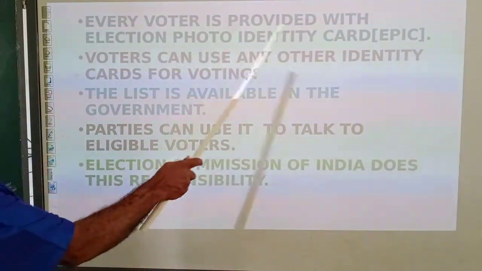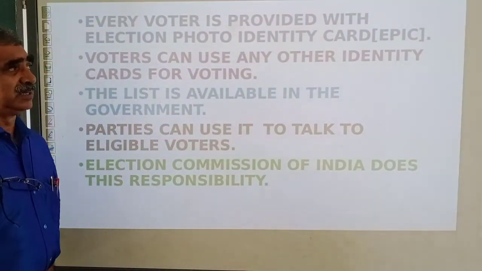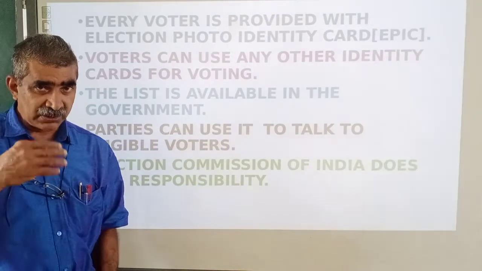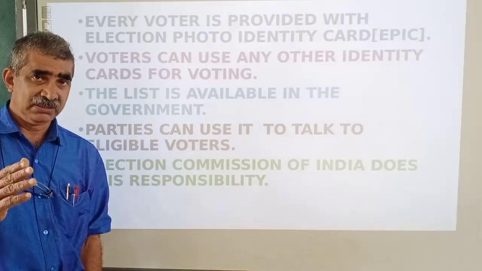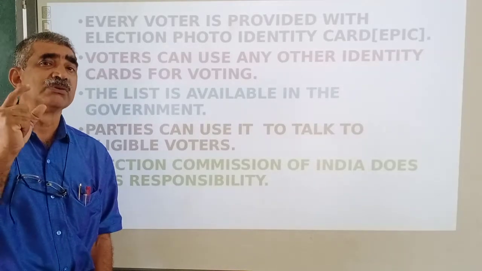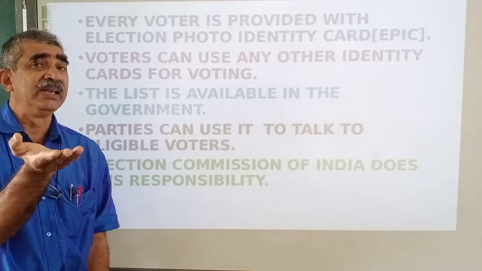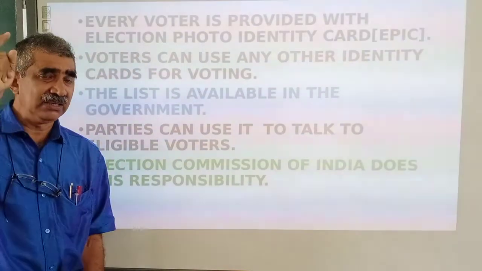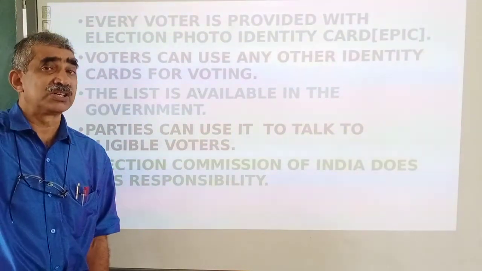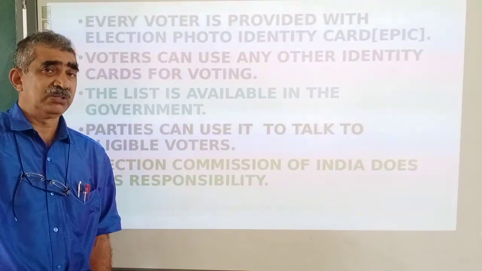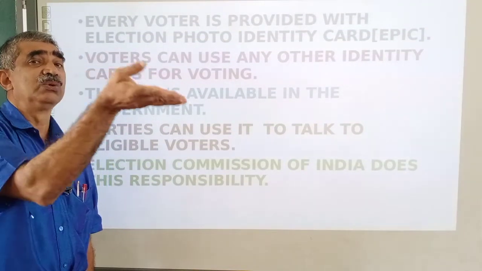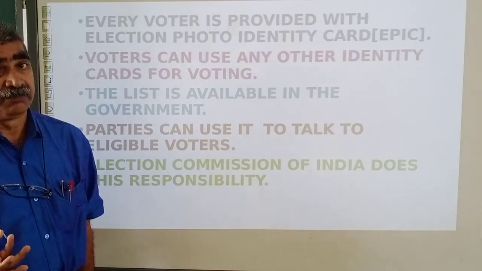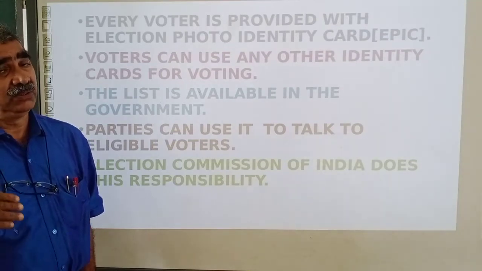Now, every voter is provided with an election photo identity card. It is known as EPIC. Nowadays, when you register your name, they will call us to one place, take your photo, and give an identity card. That identity card tells our registration number with the Election Commission. So that's our identity card. With that, we can go to the polling booth during the election time. Without that, we cannot go.